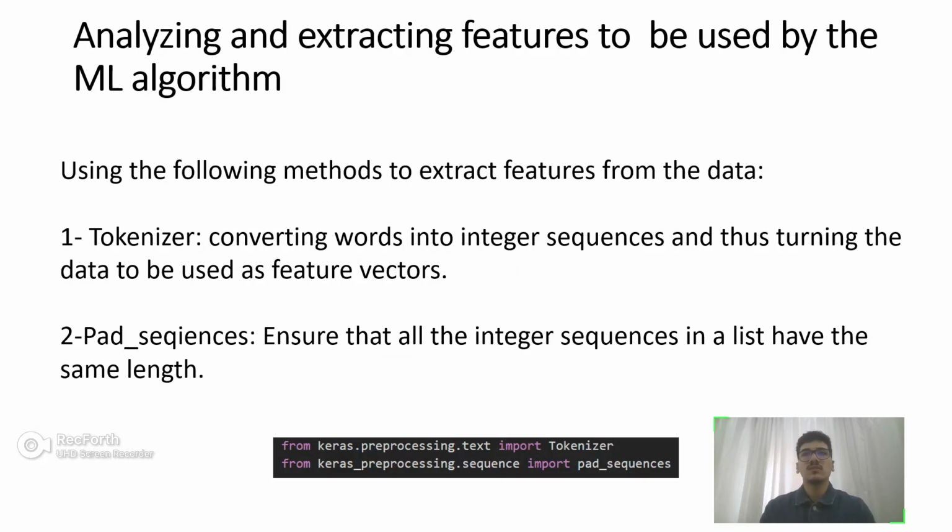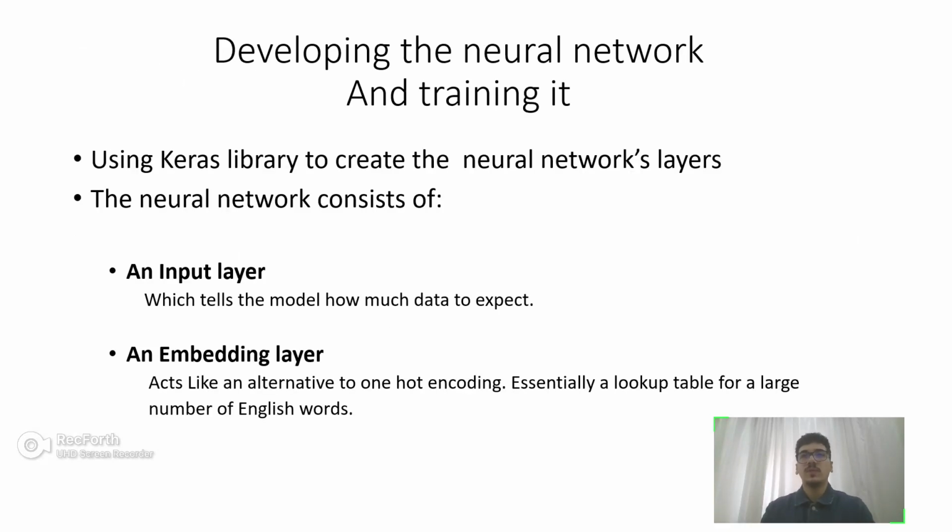Analyzing and extracting features to be used by the neural network, which is our machine learning algorithm here. Tokenizer converts the words into integer sequences and thus turns them into feature vectors. And then pad sequences basically makes sure that the integer sequences have the same length. Then developing the neural network and training it, I used Keras library. I have about 7 layers.